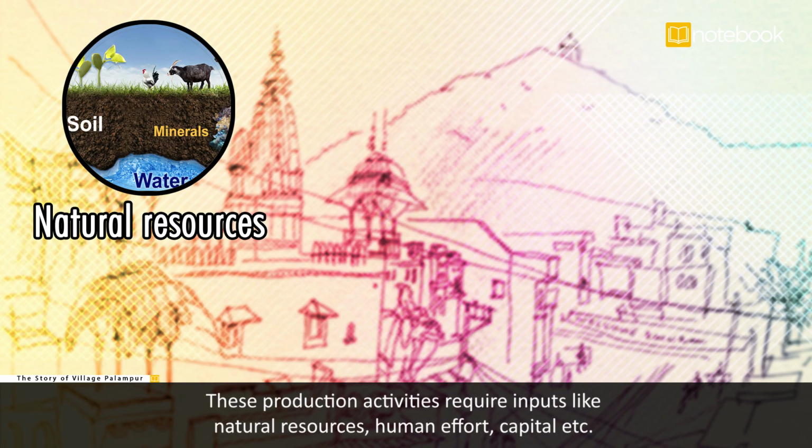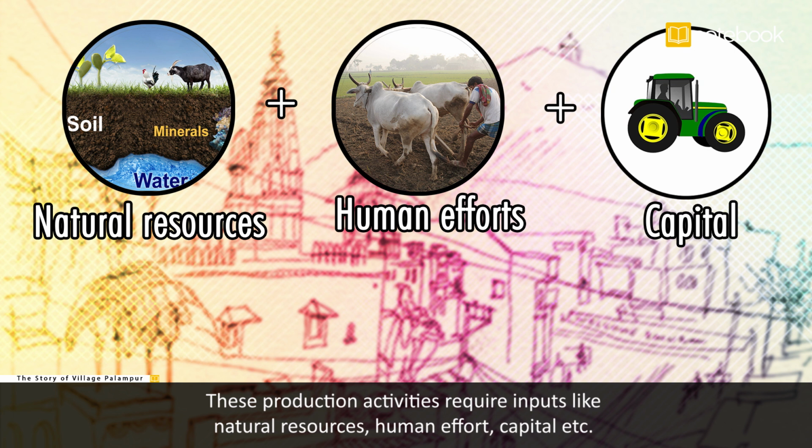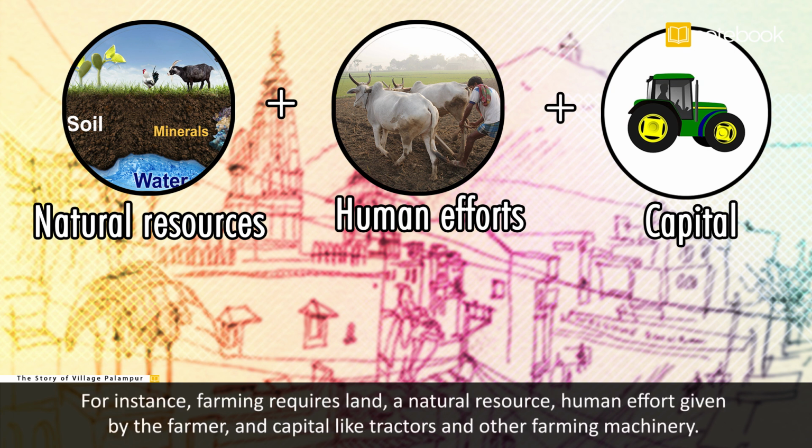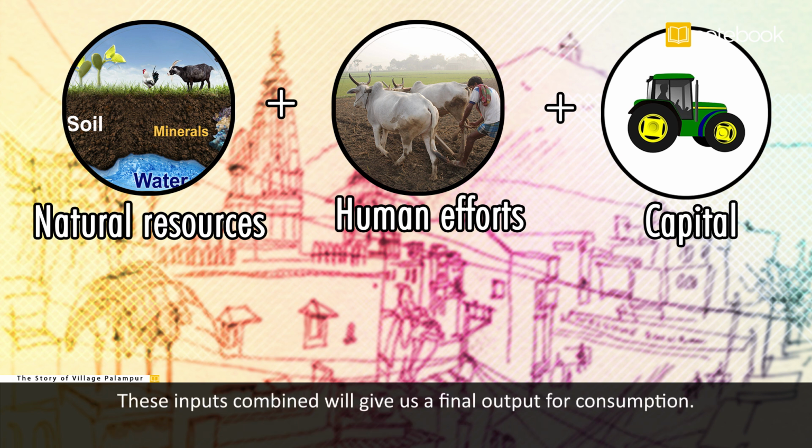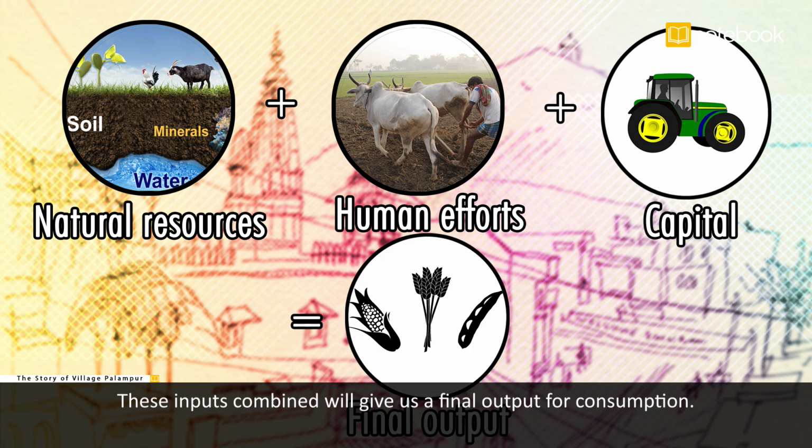These production activities require inputs like natural resources, human effort, capital, etc. For instance, farming requires land, a natural resource, human effort given by the farmer, and capital like tractors and other farming machinery. These inputs combined will give us a final output for consumption.